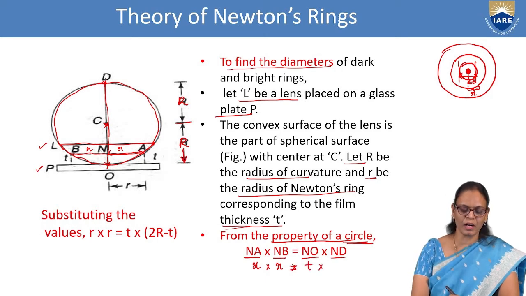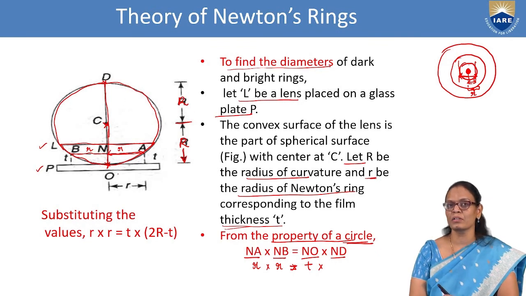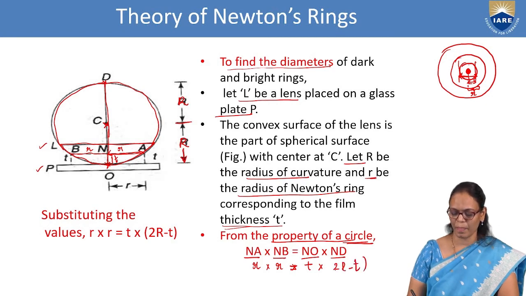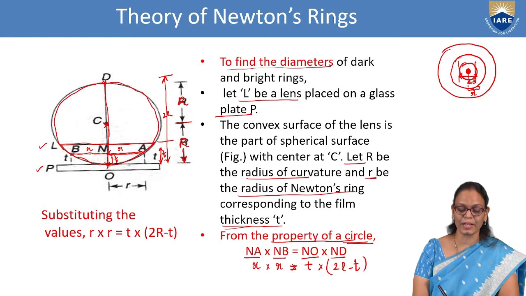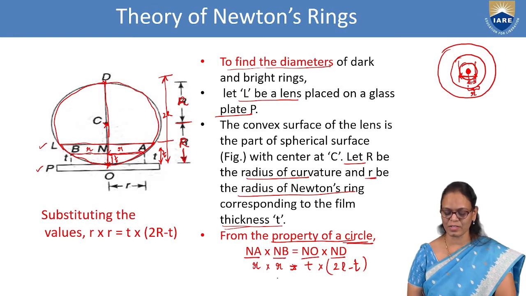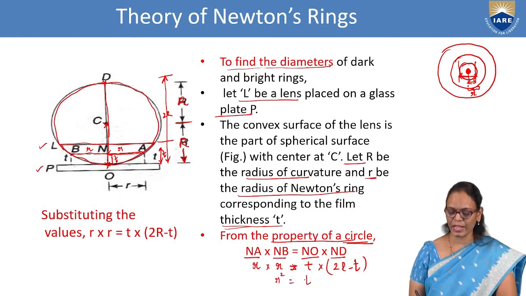And ND here, how do we get ND? OD is nothing but the diameter of the spherical surface, that is 2R. And ON is T. So we can write it as 2R minus T. So the total distance is 2R, that is the diameter, and this distance is T. So if I want the distance from here to here, it is 2R minus T. So what we have here, r square is equal to T into 2R minus T.